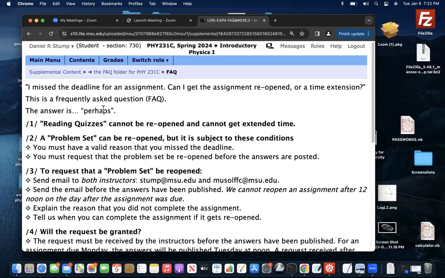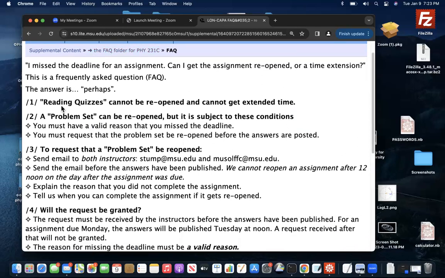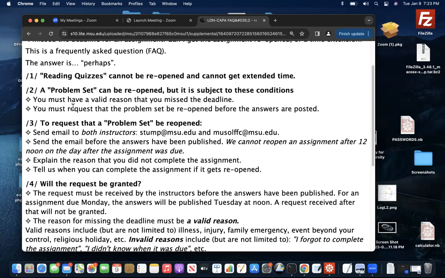The answer is perhaps. We're not going to reopen reading quizzes, and we're not going to give extended time on the reading quizzes. Those are short, so just do them in the early part of the week. Now, problem sets are different. They take several days, so can they be reopened? Well, if you have a valid reason. And of course, you have to request that the problem set be reopened before the answers are posted. The answers are usually posted the day after they're due. So if you ask for an extension after the answers have already been given, well then no, you can't get an extension.